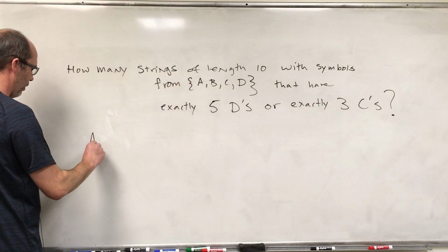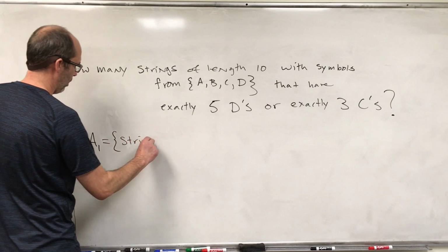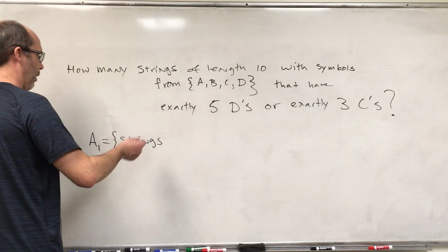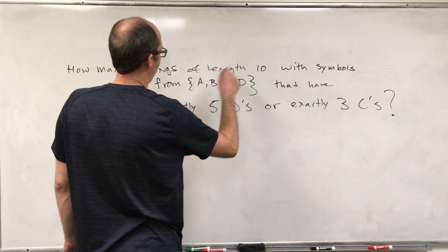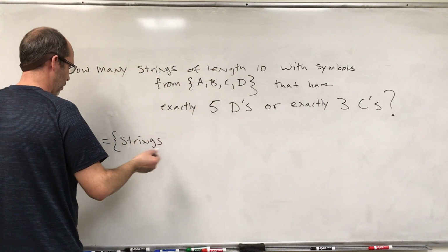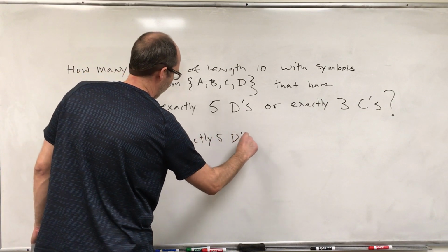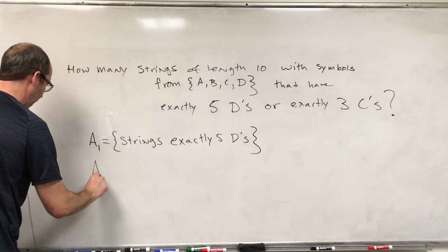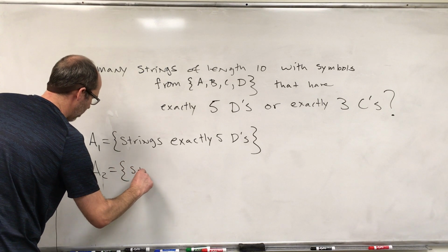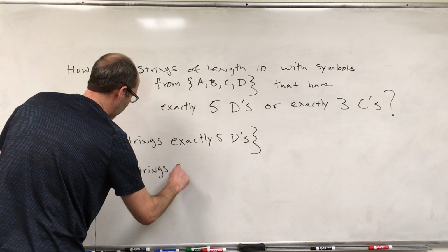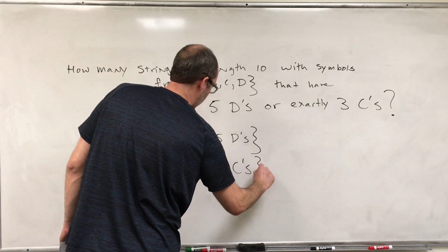Okay, so to do this, I'm going to define a couple of sets. I'm going to say A1 is strings, and I'm not going to be entirely exact here. I should say strings of length 10 with symbols from there that have exactly 5 Ds, but I'm just going to say exactly 5 Ds. Say A2, oops, A2 is strings with exactly 3 Cs.